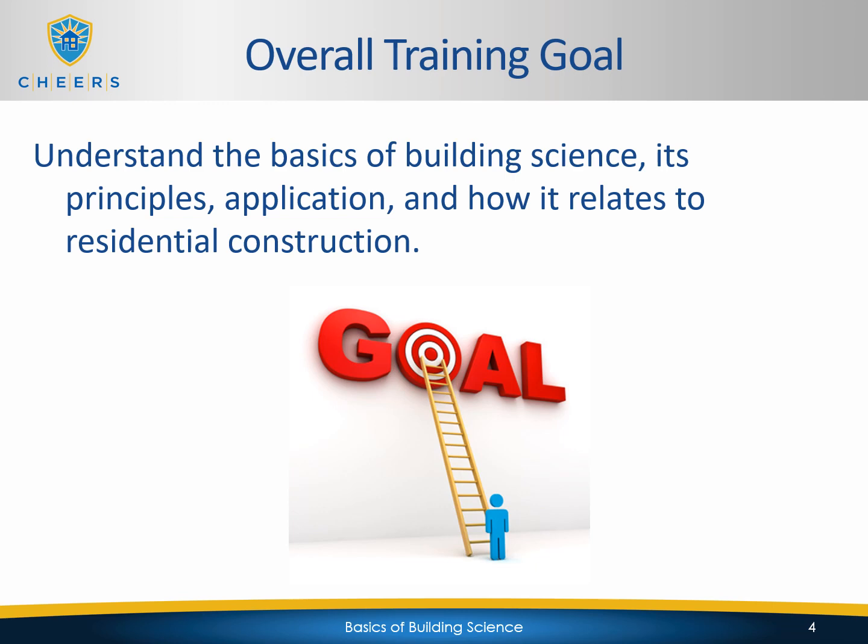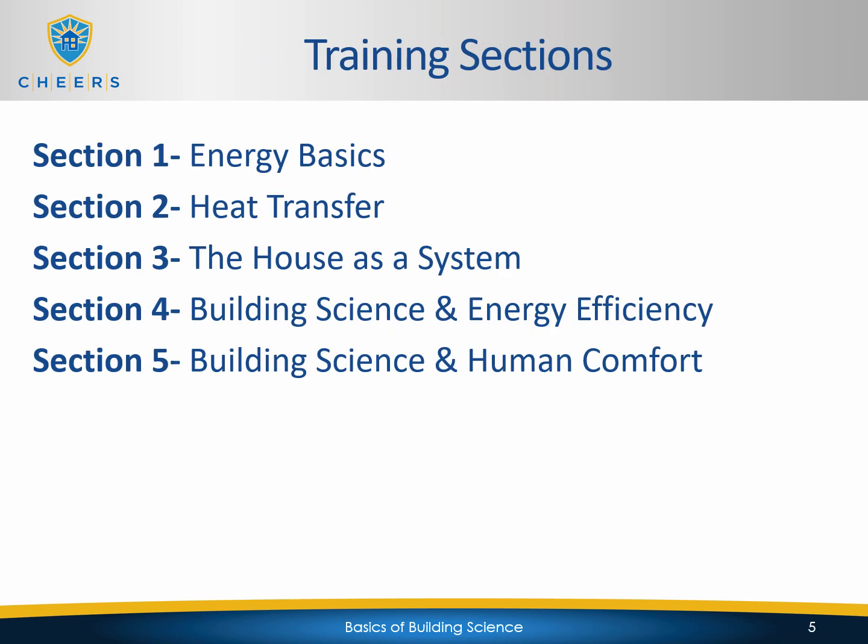Now, our overall goal for this is to understand the basics of building science, its principles, applications, and how it relates to residential construction. Obviously, there's going to be a difference between residential and commercial, and we're going to be focusing primarily on residential in this training. There's going to be 5 sections: energy basics, heat transfer, the house as a system, building science and energy efficiency, and then building science and human comfort.